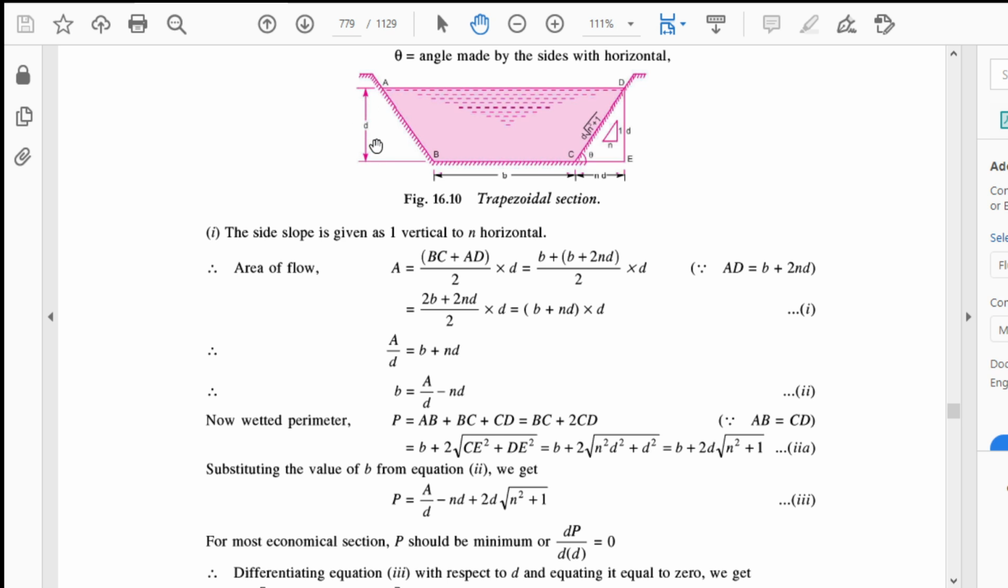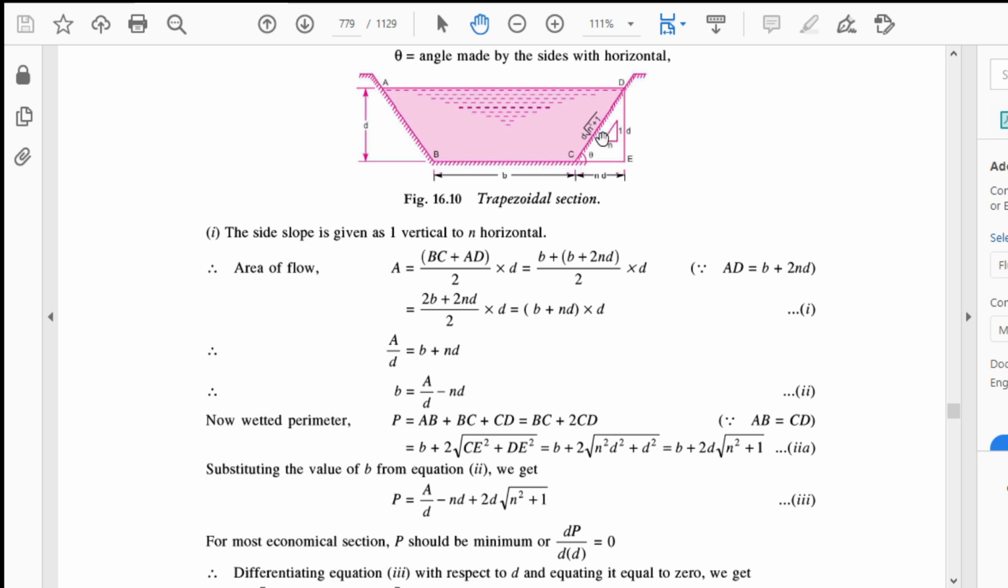Any trapezoidal section you take, the area of that section will be bottom plus top by 2 into depth. Here bottom width is BC, top width is AD. So put that: BC plus AD by 2 into D. Now BC is your bottom width, they have given as B.